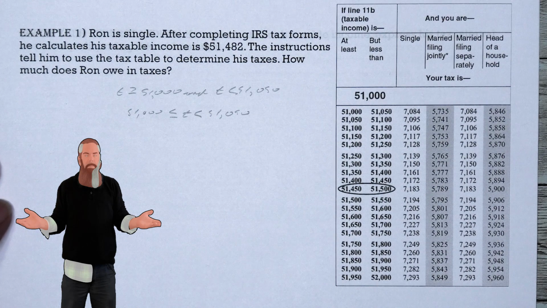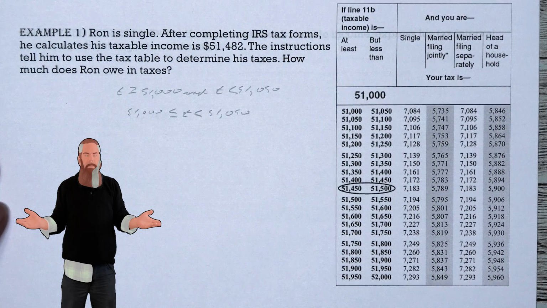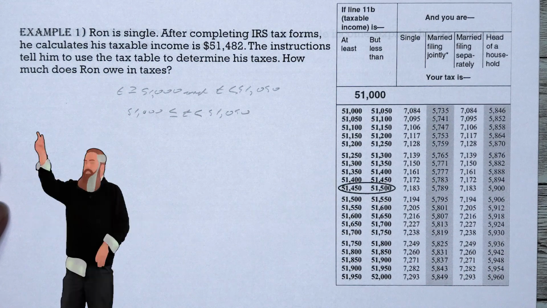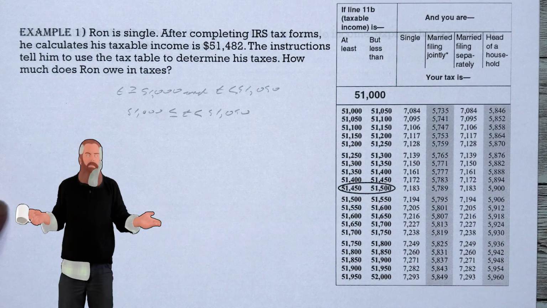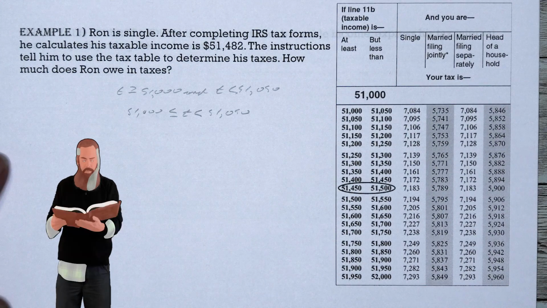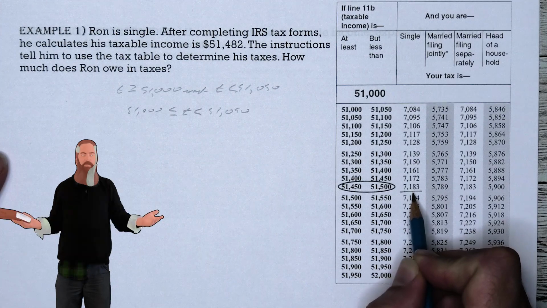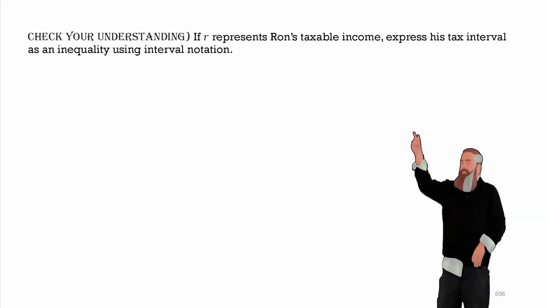Ron's taxable income of $51,482 is at least $51,450, but less than $51,500. Look across the line until it intersects with the column titled Single. Ron owes $7,183 in taxes. Let's check our understanding.